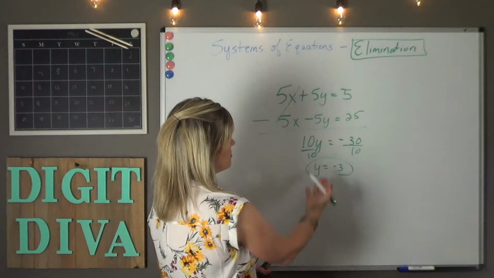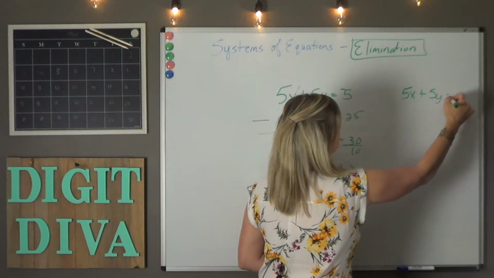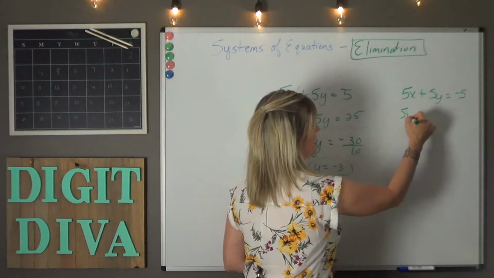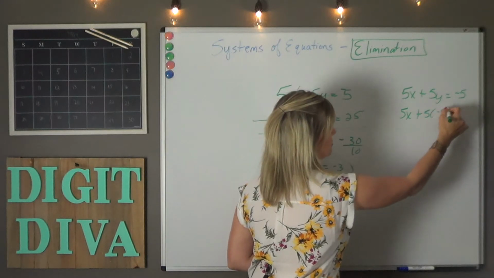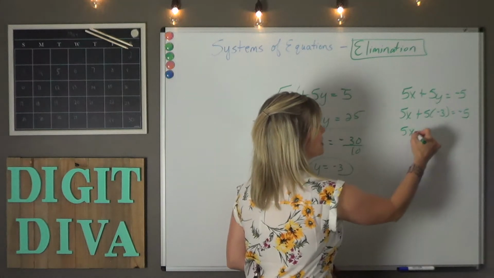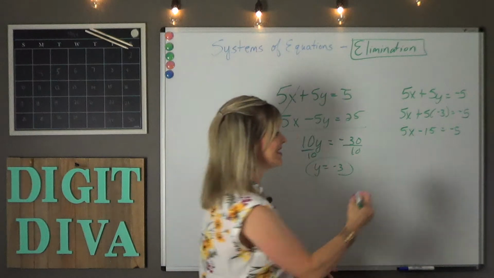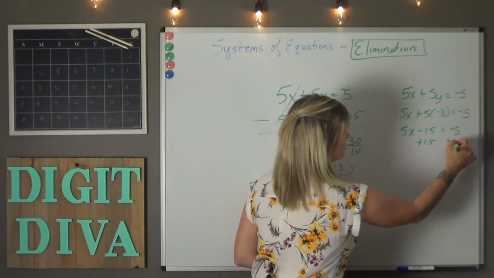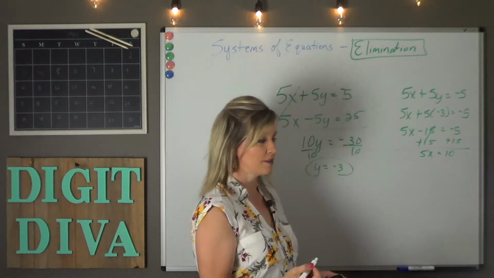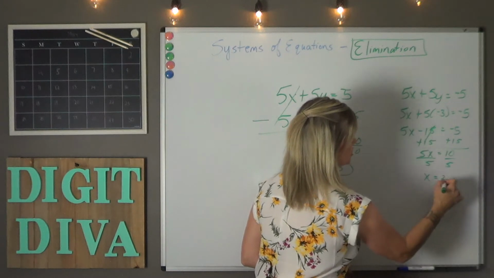Okay? Choose one of my original equations. I'll just choose the top one. 5x plus 5y equals negative 5. Substitute in my negative 3 for my y. 5x plus 5 times negative 3 equals negative 5. Okay? Go through, do the math. 5x minus 15 equals negative 5. Okay, they're subtracting 15. I'm going to add 15. Okay, 5x is now equal to a positive 10. You guys see that? Divide both sides by 5. X is equal to 2.